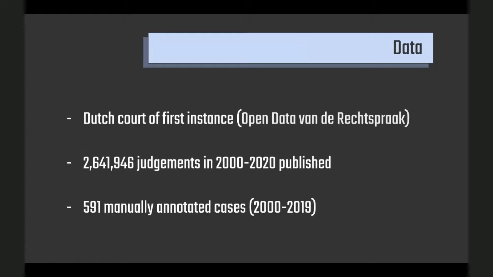So to do so, we use open data from the rechtspraak, which is in the Netherlands a very big database of published cases. It's not all published cases at all. This is not a very big sample, but nonetheless, it contains, for instance, in the 20 years between 2000 and 2020, more than 2.5 million judgments. And what we had to start with is, for the court of first instance, 591 manually annotated cases for which we knew for sure that they were eviction-related cases. And we also knew the outcomes.